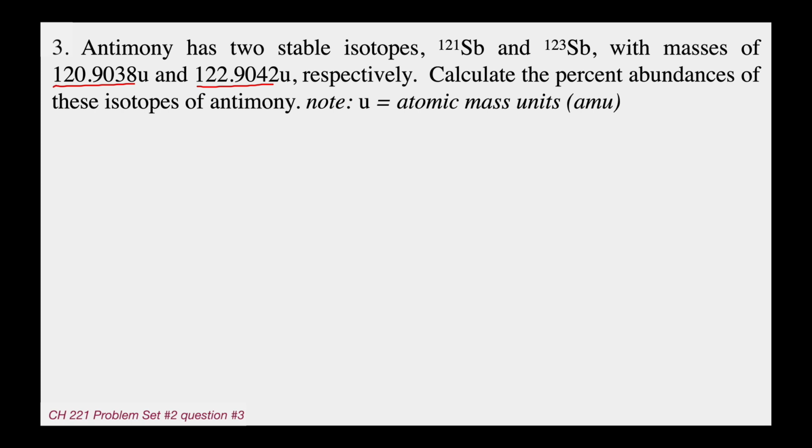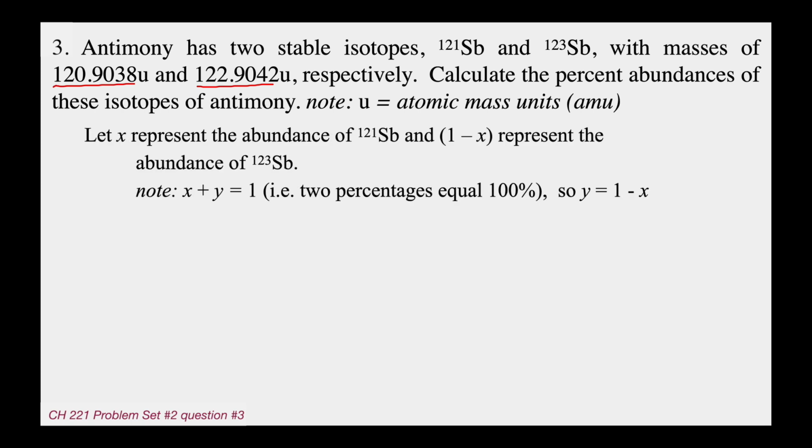And again, that little u there is the atomic mass unit, sometimes called Dalton, just a really small amount of grams. Now, for a problem like this, you have 2 isotopes and you have 2 masses, and we need to find what the percent abundances of these isotopes of antimony are. Similar to what we did on number 4, you're going to need the atomic mass of antimony, and antimony is number 51 on the periodic table.